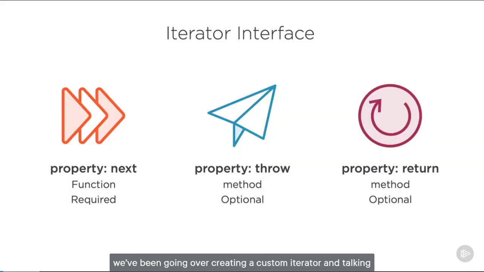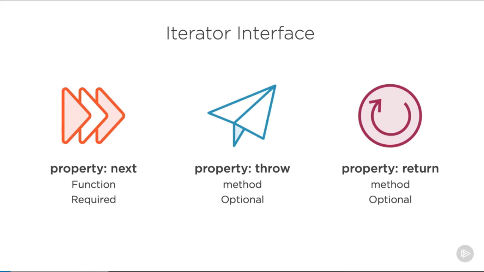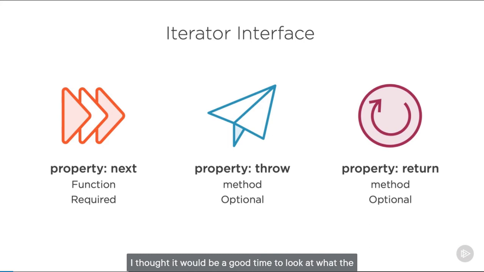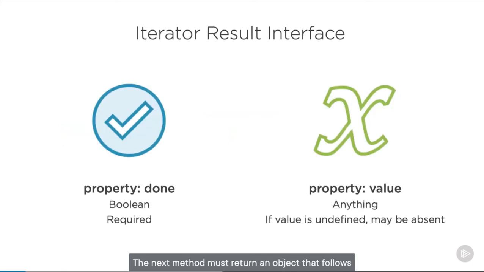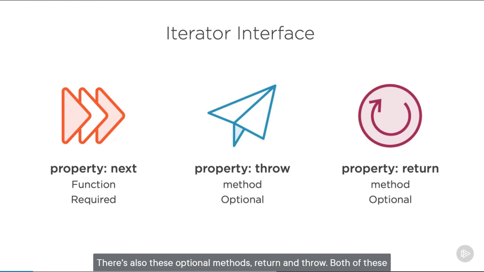So far, we've been going over creating a custom iterator and talking about what the object interface looks like. I thought it'd be a good time to look at what the official spec defines as the Iterator Interface. This is what we've been implementing with our custom interface. The next method must return an object that follows the Iterator Result interface. There's also these optional methods return and throw.